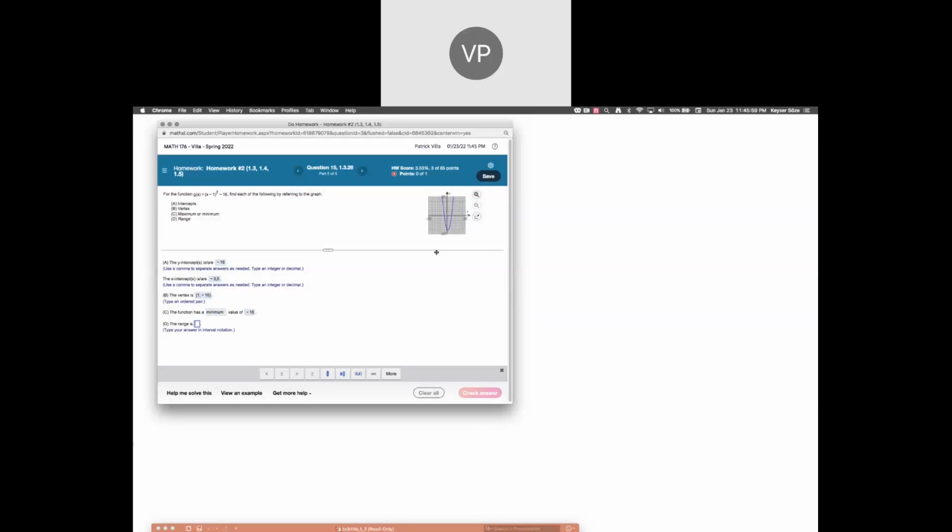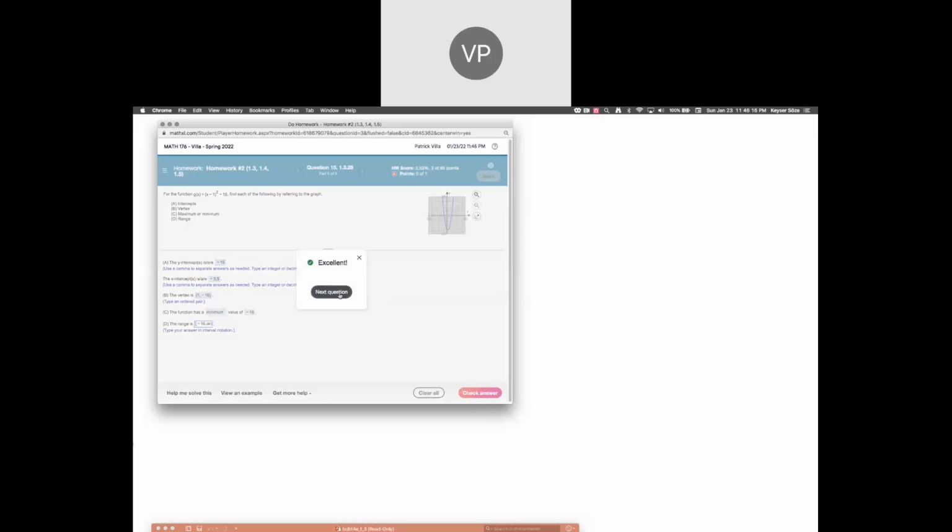And your range, remember, if it's going up, it's going to start at that lowest point, that -16, and it's a bracket because you include it, and it's going to go all the way up forever to infinity with a parenthesis, and that's my range. All right, so that's it for number 15.